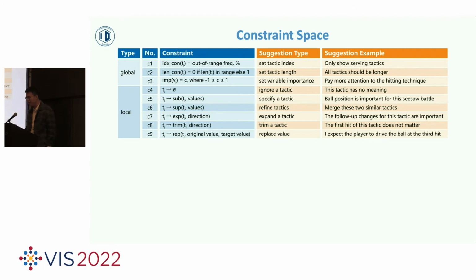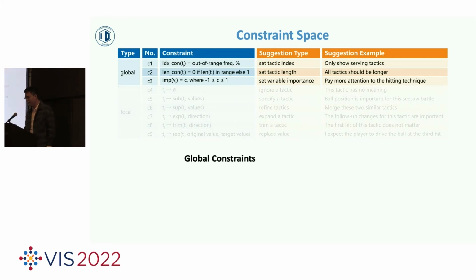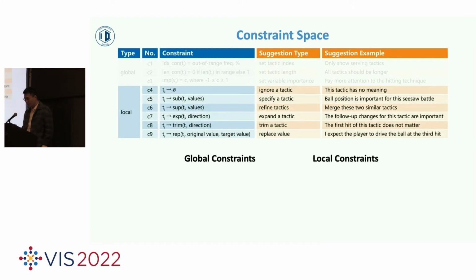These 9 constraints can be further divided into global and local constraints. The global constraints affect the entire tactic set, while the local constraints only require a fine-tuning of a few tactics and without changing other ones.